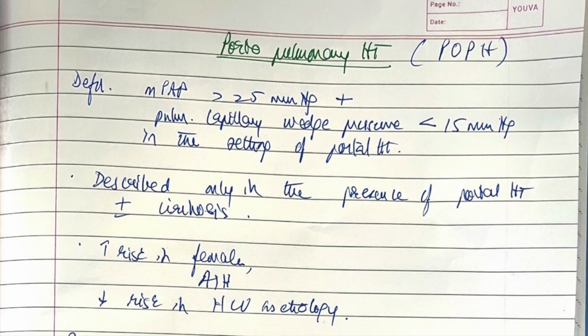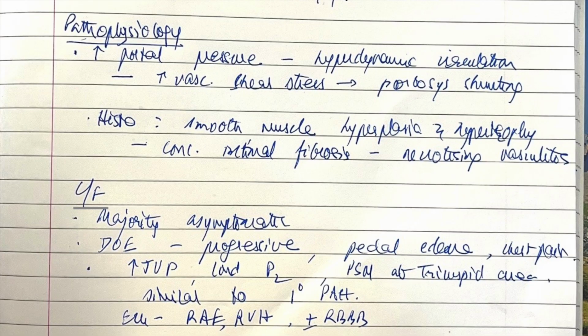High risk patients would be females, and those with autoimmune hepatitis as the cause of the cirrhosis and portal hypertension. Lower risk is seen in HCV etiology. The pathophysiology: there is increased portal pressure, a hyperdynamic circulation, increased vascular shear stress, and portosystemic shunting. The histopathology would be smooth muscle hyperplasia, hypertrophy, concentric intimal fibrosis, and necrotizing vasculitis, as seen in primary pulmonary artery hypertension as well.